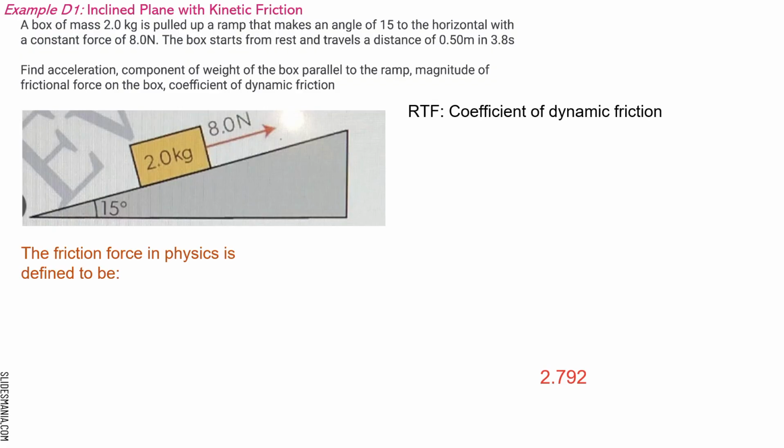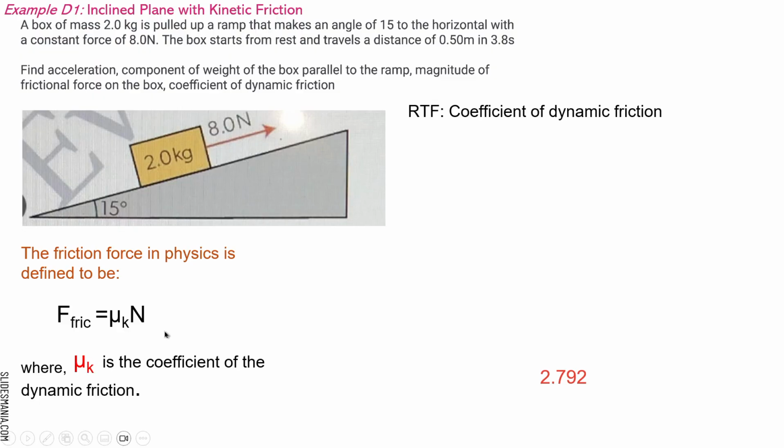So the friction force in physics is defined to be this, okay? On top of what we've learned about frictional force, that it opposes the motion of the object, we can actually go deeper. The frictional force is related by this equation right here. It's equal to the coefficient of dynamic friction times the normal force.